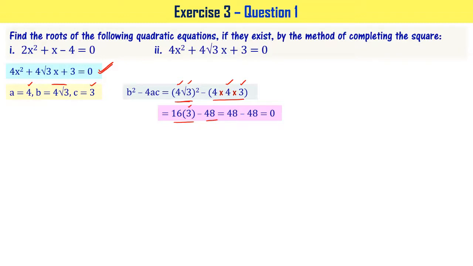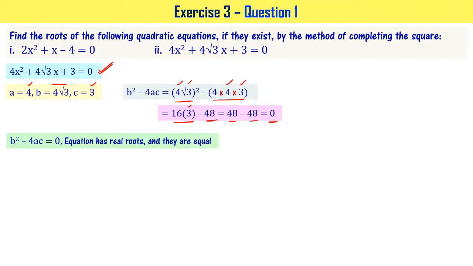That's why you have 16 times 3 minus 48. 16 times 3 is 48. 48 minus 48 equal to 0. Now we got b square minus 4ac equal to 0. It means the equation has real roots, but they are equal. Let's find those roots now.